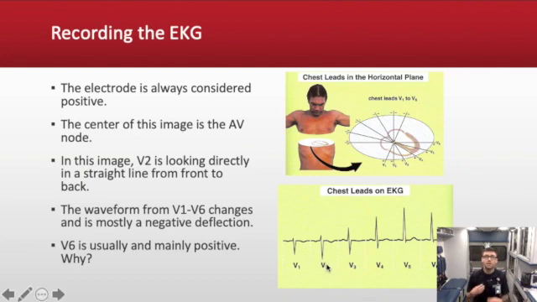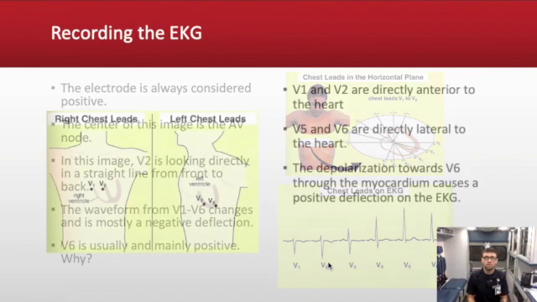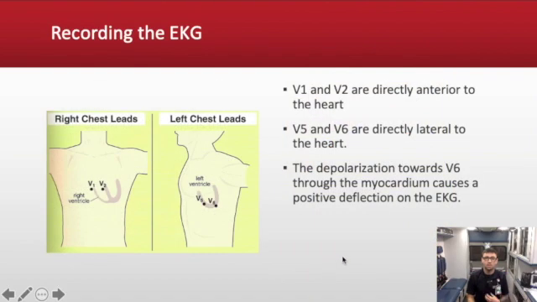Okay, so again, positive leads are going to be those leads that you're putting on. Your negative is going to be the heart. When you place V1 and V2, they're directly anterior to the heart. These are separated by the sternum, so we're placing these on either side of the sternum. V5 and V6 are directly lateral to the heart, kind of under that armpit area, and the depolarization towards V6 through the myocardium causes that positive deflection.